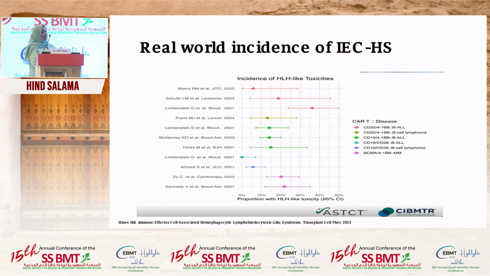What's the incidence of IEC-HS? Actually, the incidence varies in many reports because some reporters reported only severe cases and some reported mild cases. This is in Hind's publication. She put this incidence from the real world, but the incidence also varies based on the type of CAR-T. For the CD22 CAR-T and the BCMA CAR-T, it can reach up to 30%, and for the CD19, it's up to 3% or 6% at the maximum.